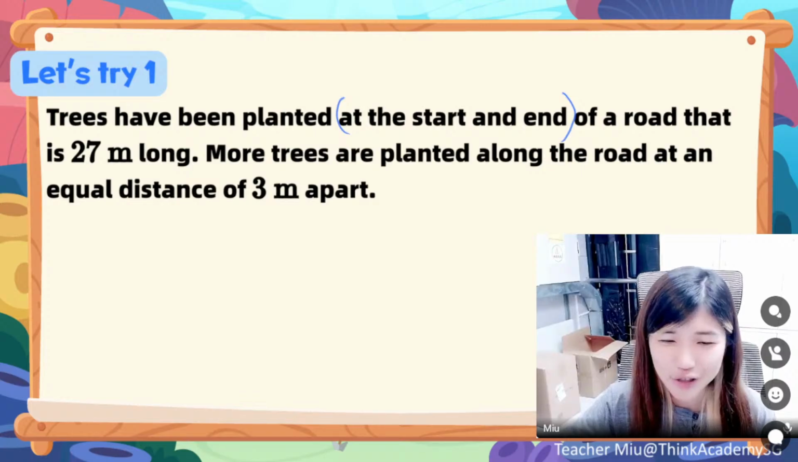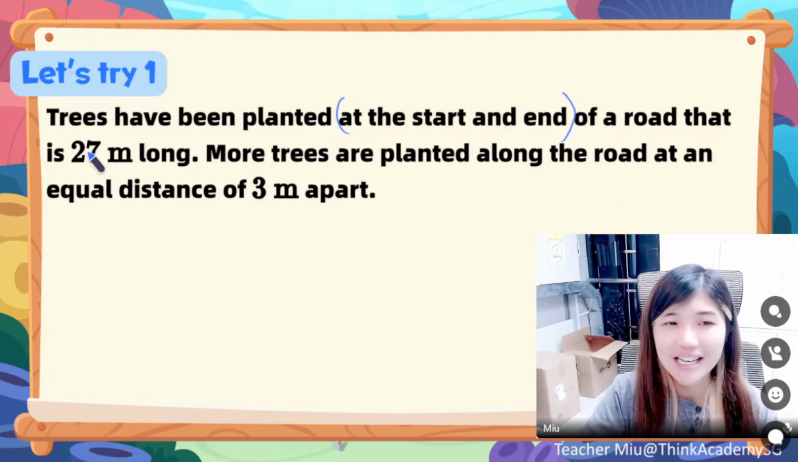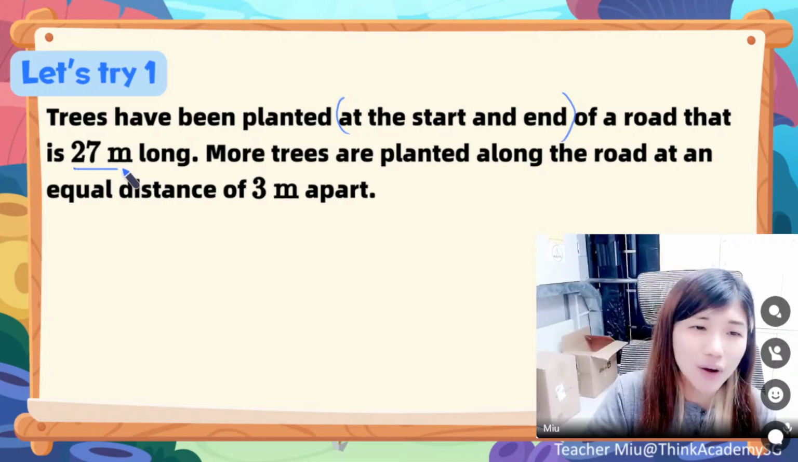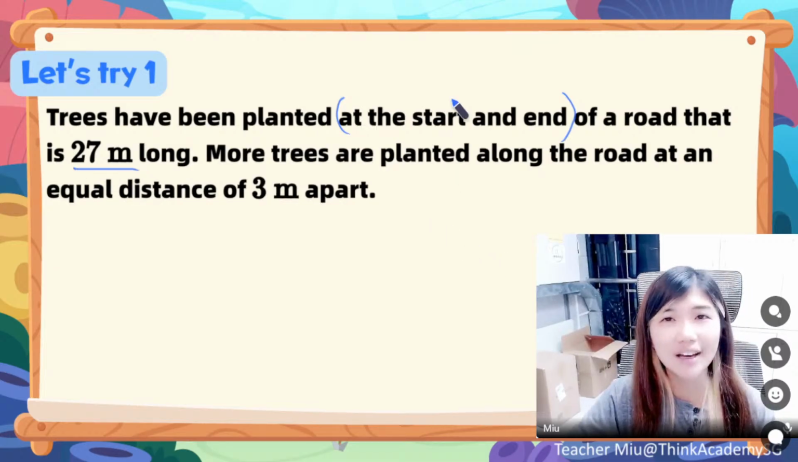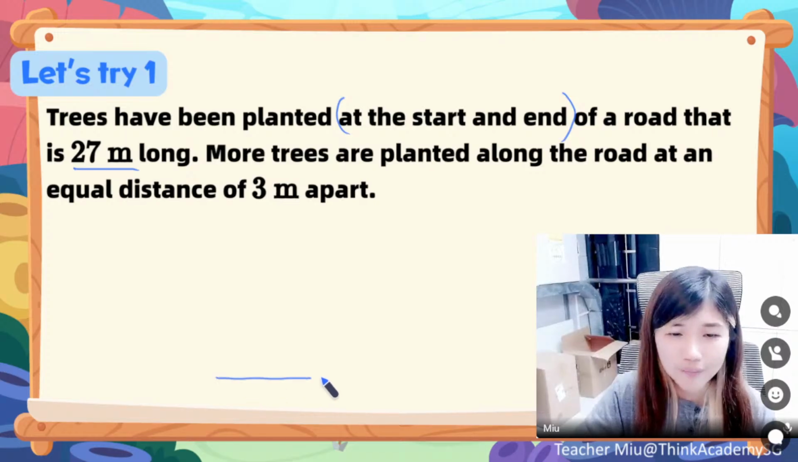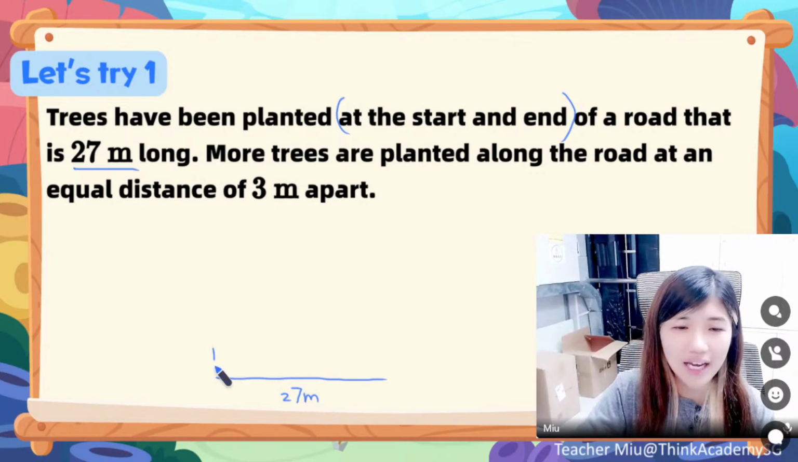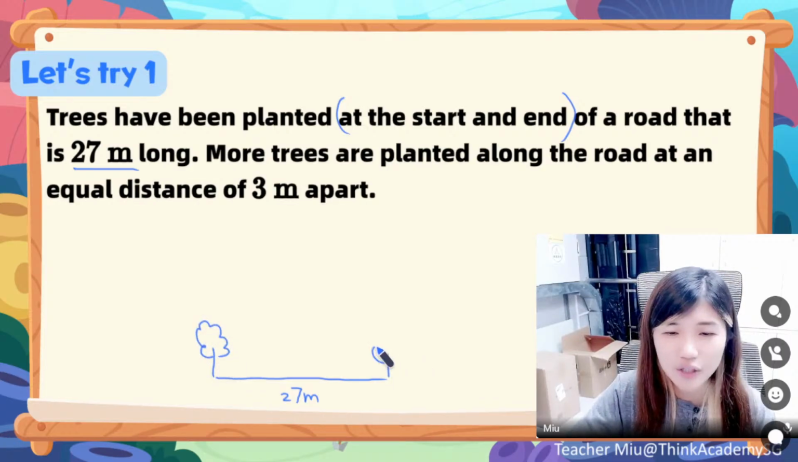Start with a tree and end with a tree. That means there is one more tree, okay? And then continue. It says it's a 27-meter long way. That means you have a road, altogether 27 meters, and you plant trees on it. Start with a tree and end with a tree like that.